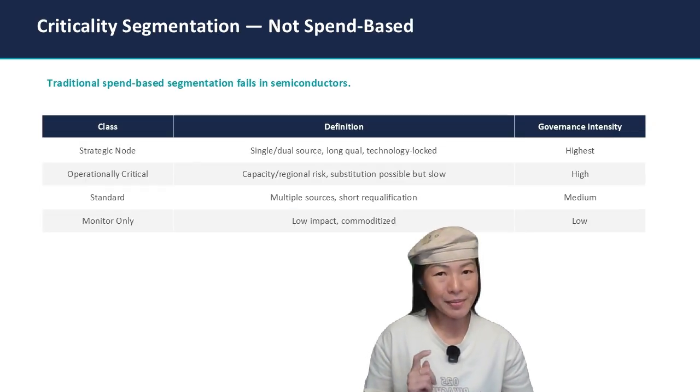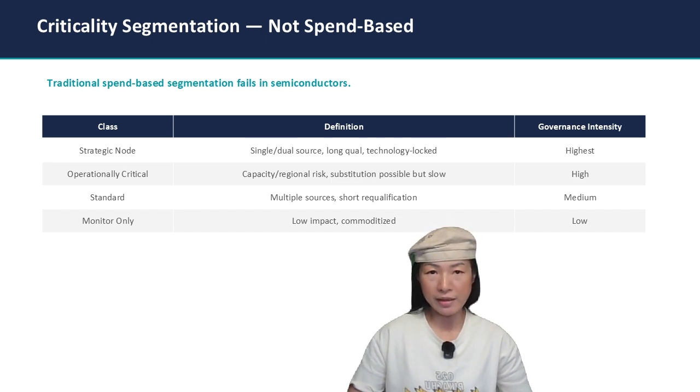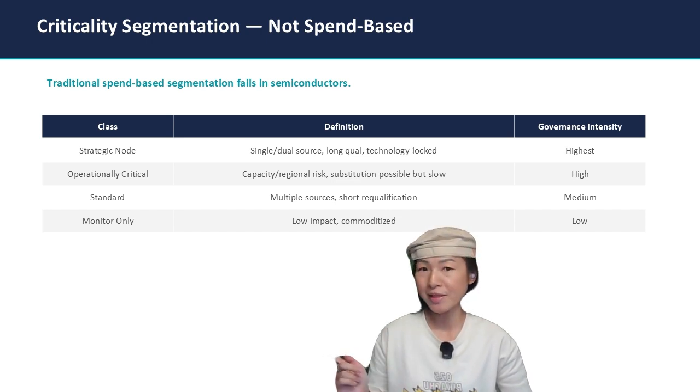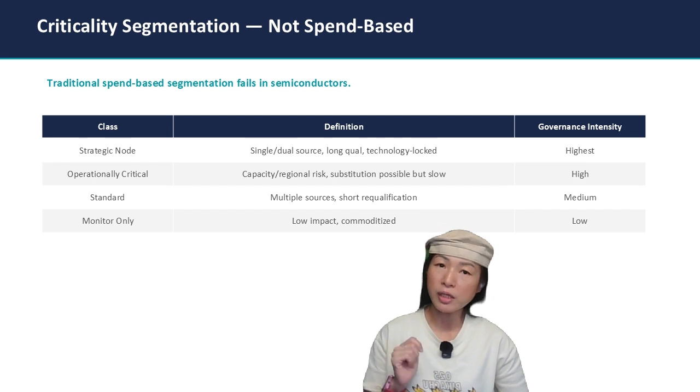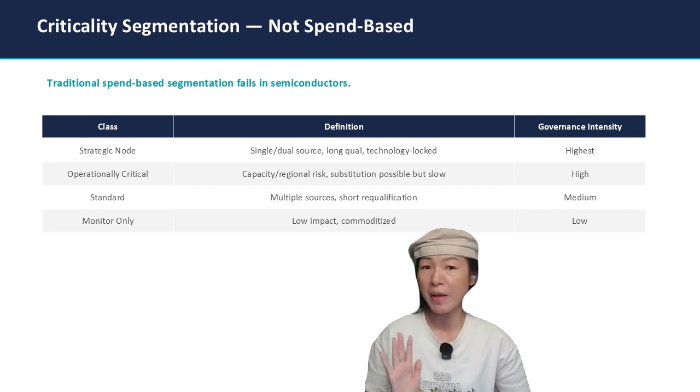This is a critical mindset shift. In semiconductors, spend does not equal risk. A low-spend specialty gas supplier can shut down your entire fab. So, we segment Tier 2 and Tier 3 suppliers by impact, not spend.